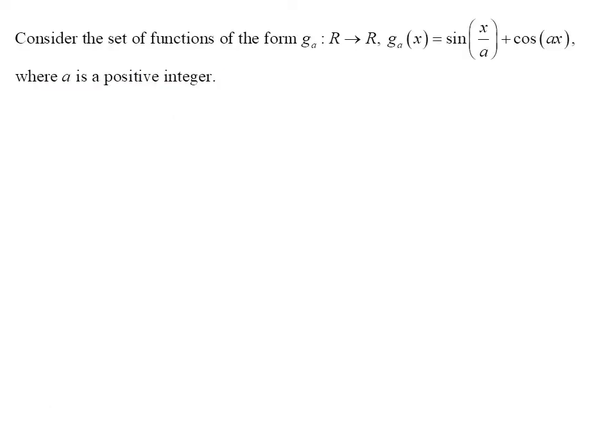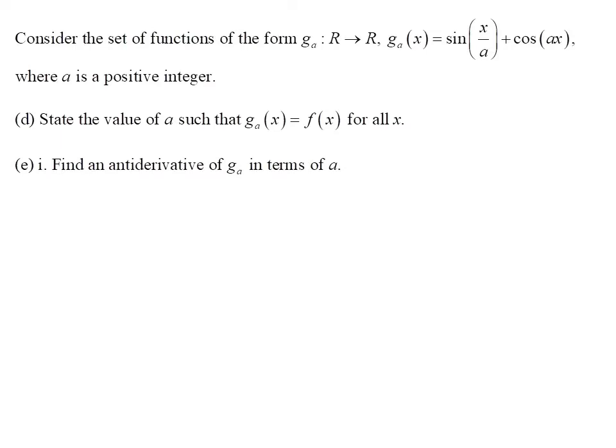Now the function f of x is transformed to g sub a of x, which equals sine x over a plus cos ax, where a is a positive integer. Accordingly, part D of this question is to find the value of a such that g sub a of x equals f of x for all x. Part E of this question has 2 requirements.